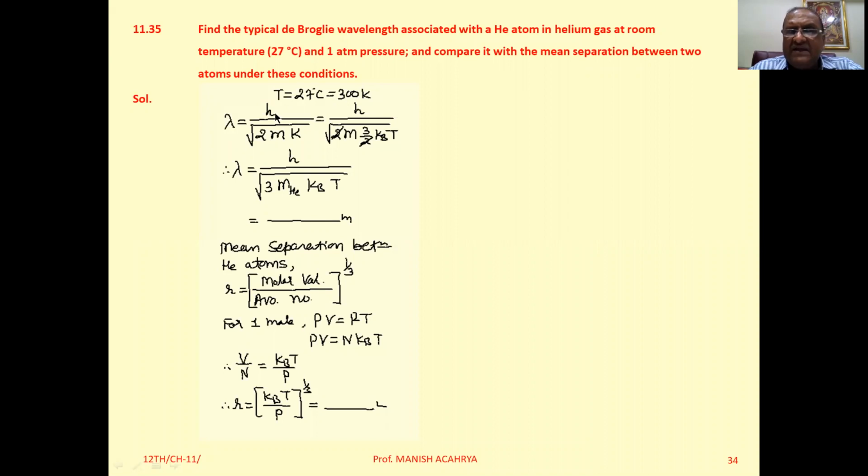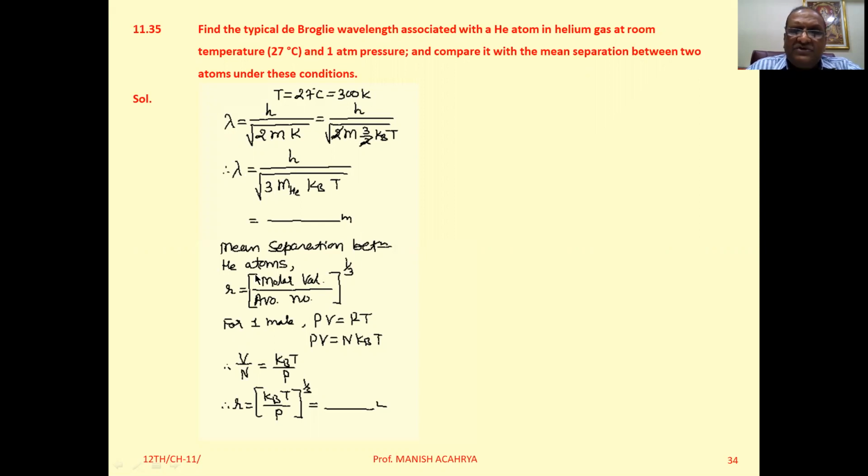Now lambda is h upon under root 2mK. Now kinetic energy at temperature T is 3 by 2 kBT. So we'll get lambda equal to h upon under root 3 times the mass of He atom, kB Boltzmann constant, and temperature T. All are given to you. Substitute all the values, then you will get lambda.